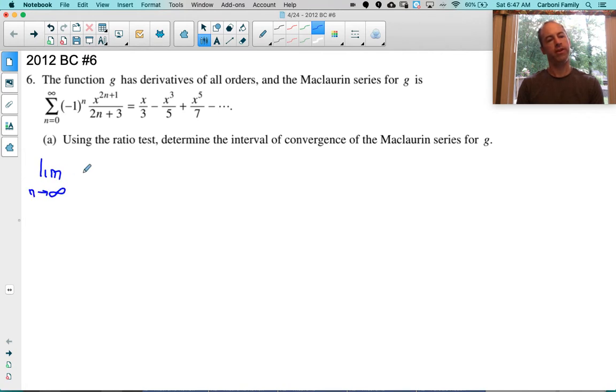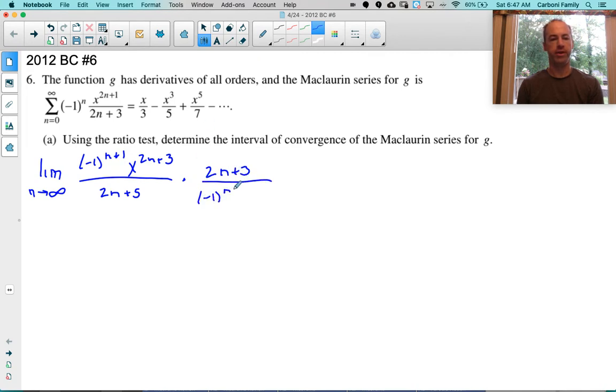The limit as n goes to infinity of -1 to the n plus 1 times x to the 2 times n plus 1, which will be 2n plus 2, add the extra 1, you have 2n plus 3, over, and this will be 2n plus 5 in the denominator, times the reciprocal of the original, 2n plus 3 over -1 to the n, x to the 2n plus 1. Don't forget your absolute values. And then we start reducing wherever we can.